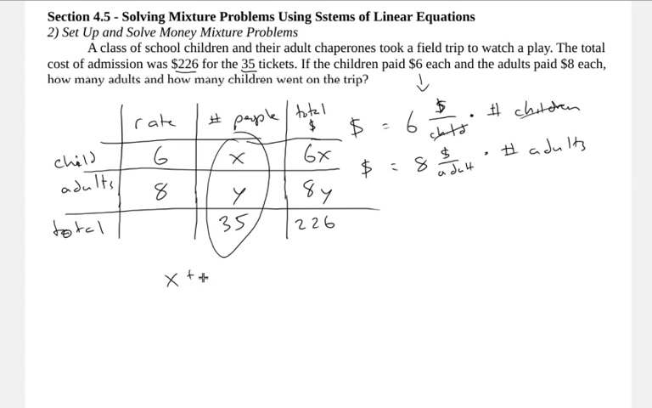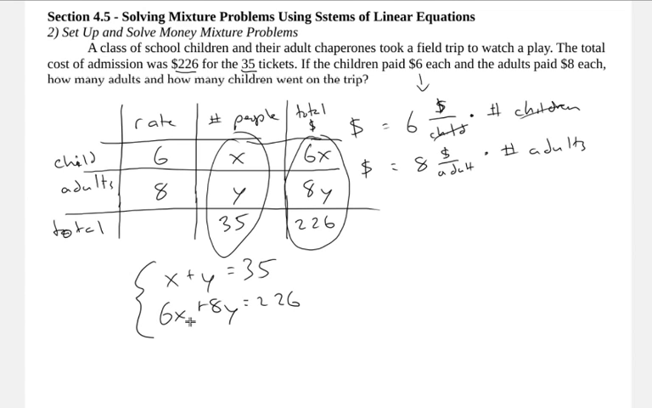So this tells me x plus y equals 35. That's one of my equations. And my other equation is right here. The total dollar value spent on children plus the total dollar value spent on adults should be the total dollar value spent in general. So 6x plus 8y equals 226. So those are my two equations.